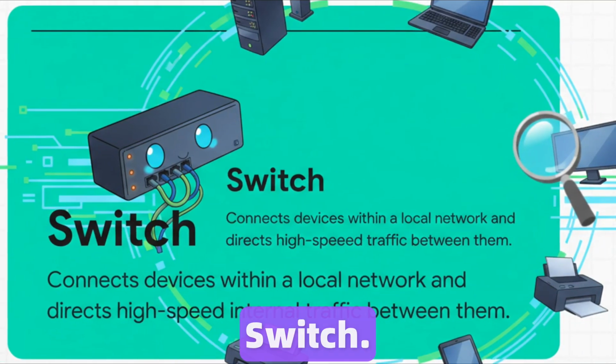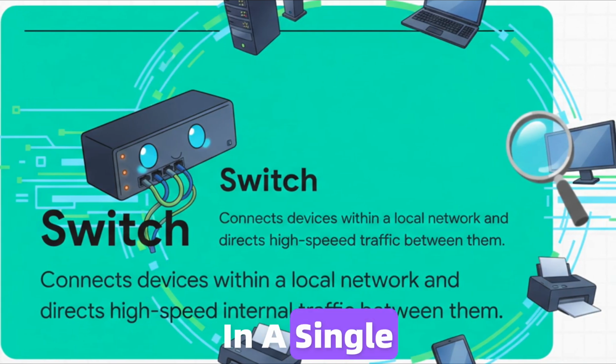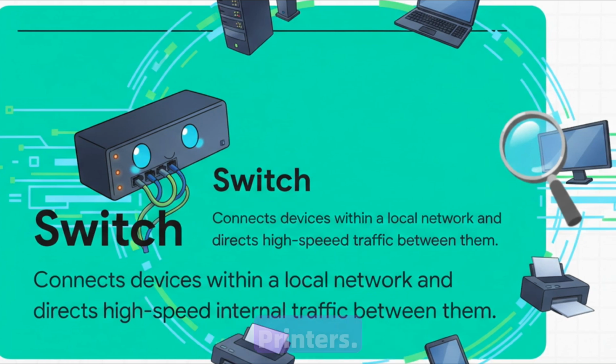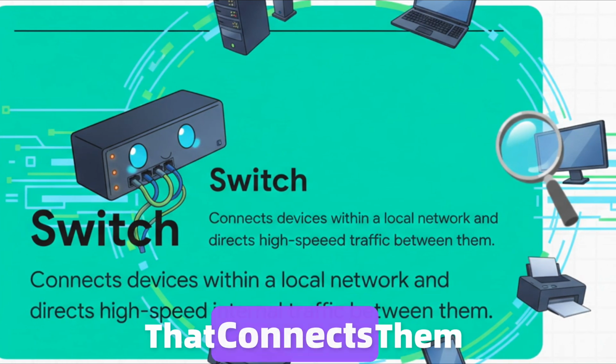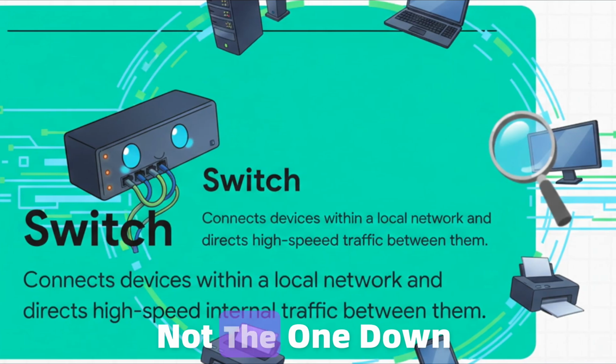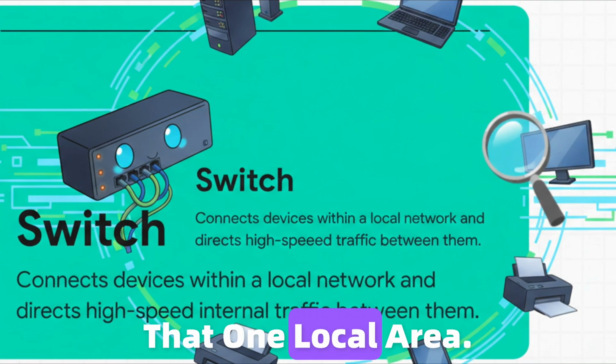First up, we have the switch. The best way to think of a switch is as the director of local roads in a single neighborhood. Imagine you're in an office with a bunch of computers, servers, and printers. The switch is the thing that connects them all and makes sure that when you print a document, it goes to your printer, not the one down the hall. It's all about managing traffic that stays within that one local area.